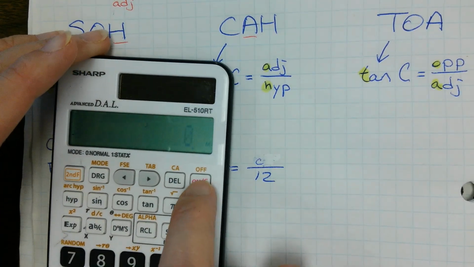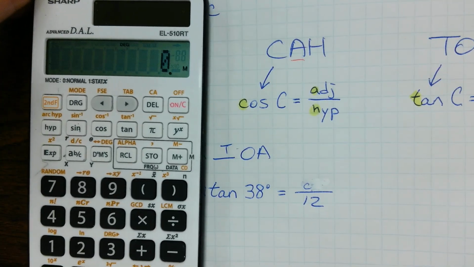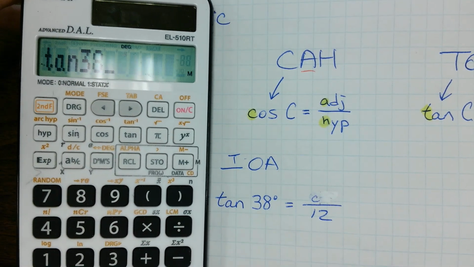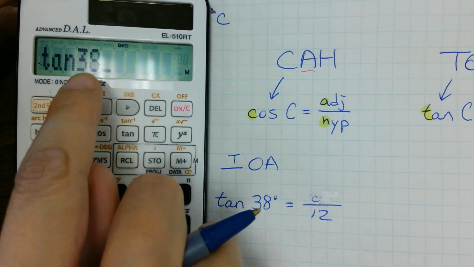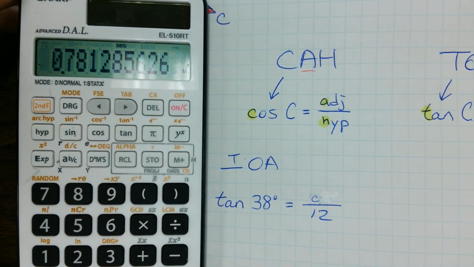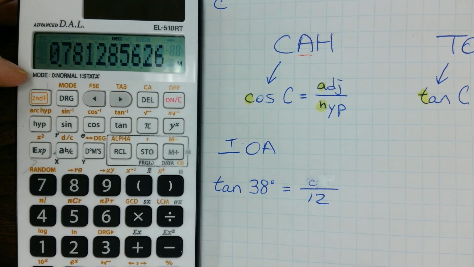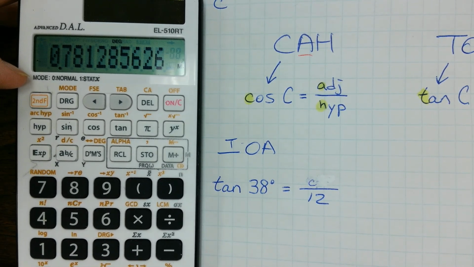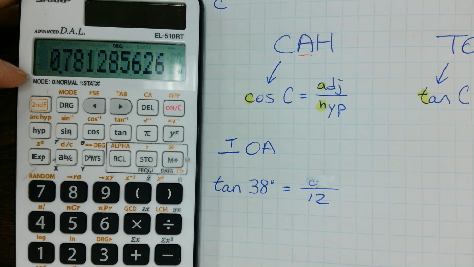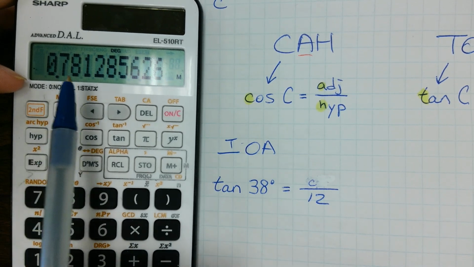Tangent 38. We're finally going to use our calculator to figure out what that is. On some calculators, you have to do 38 and then the tan button. So know how to use your calculator. And I got this. Did anybody get a different decimal on their calculator? Okay, good. I was hoping at least one of you would get a different decimal.